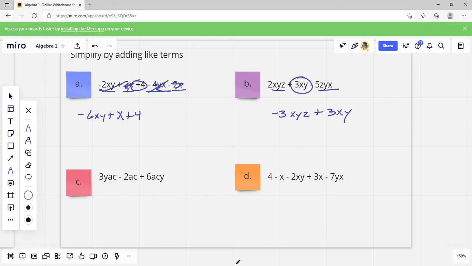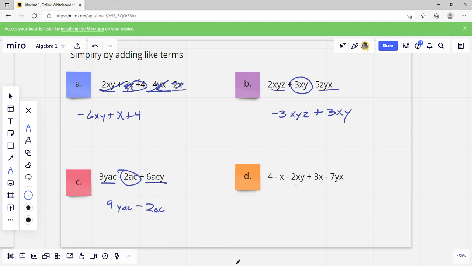Alright, this one has yac and another yac. 6 plus 3 would be 9 yac, minus 2 AC. That one's there. So 9yac minus 2ac.